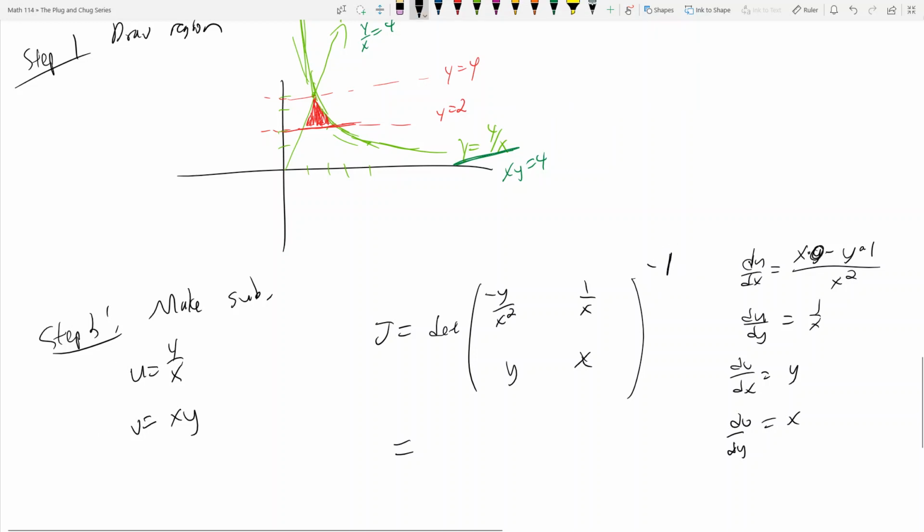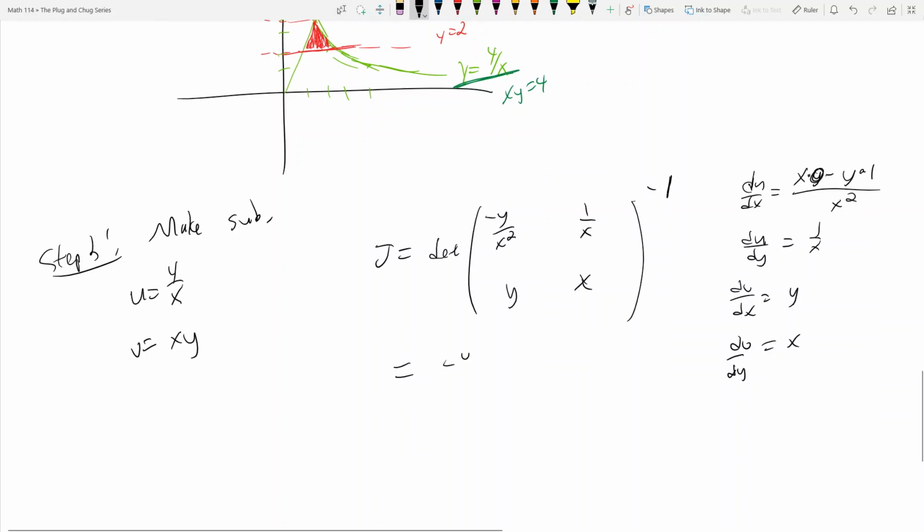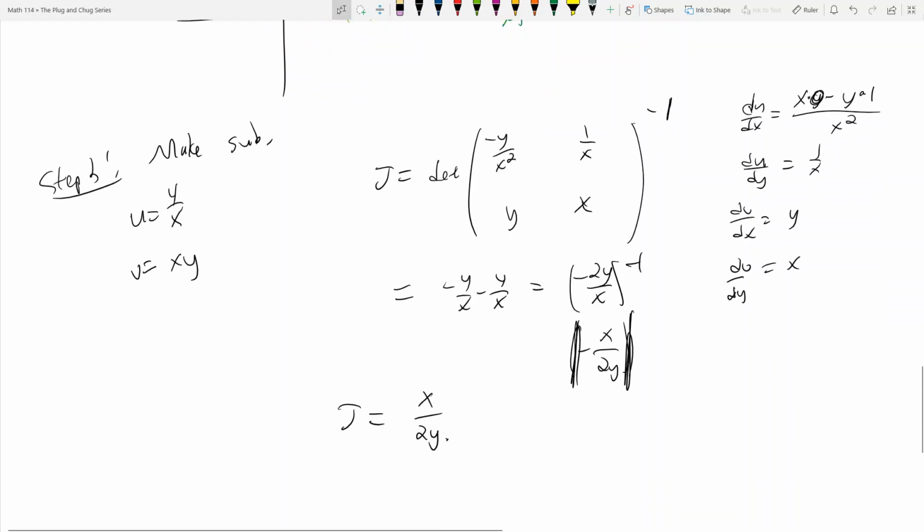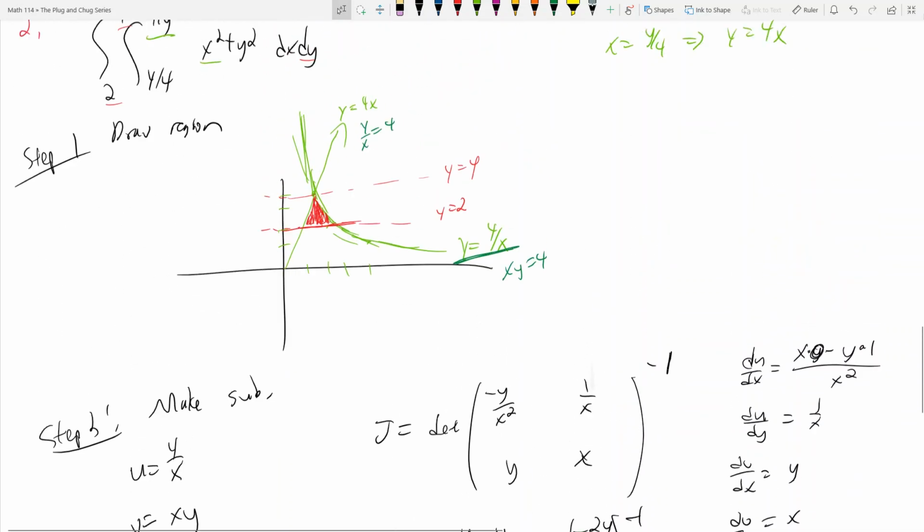Now what does that equal to? That is equal to negative yx minus yx, so I get negative 2y over x. I got to take the inverse, and now I get x over negative 2y, but now I can't have any negative signs. So I've got to take the absolute value of that, so my Jacobian really is equal to a positive x over 2y. So how in the world am I going to stick that into the equation?